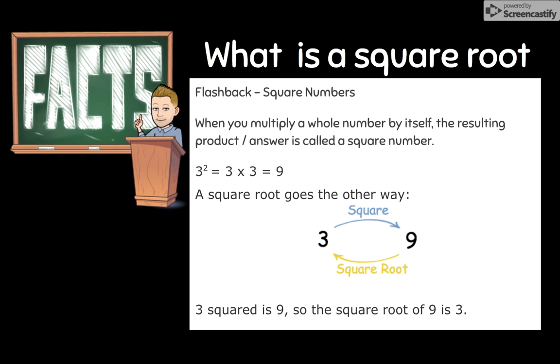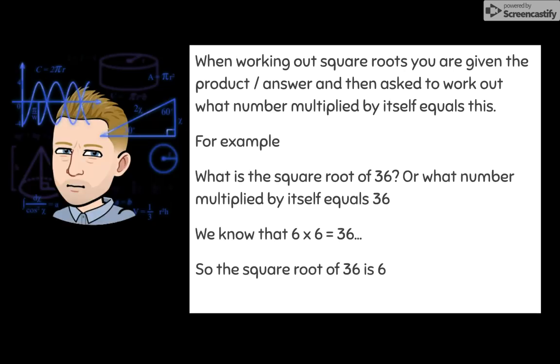And I'll unpack that a bit more for you. When working out square roots, you are given the product or answer and then asked to work out what number multiplied by itself equals this. For example, what is the square root of 36, or what number multiplied by itself equals 36? We know our times tables and we know that 6 times 6 equals 36. So the square root of 36 is 6.